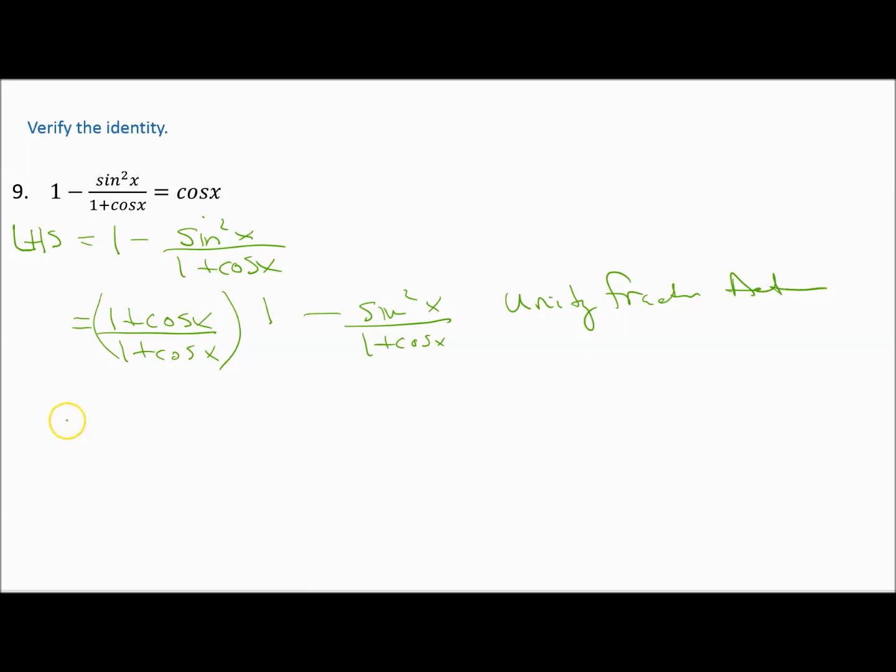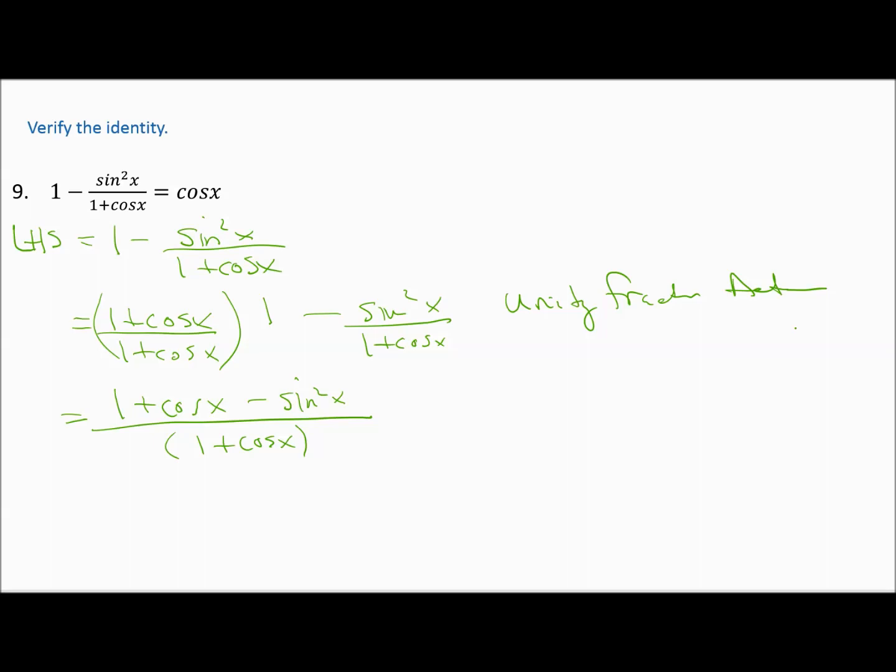All right, now, it's a weed eater fight. I got 1 plus the cosine of x minus the sine squared of x over, denominator is 1 plus the cosine of x. Okay, so that's our common denominator. That's why we have this unity fraction stuff going on here. And where does that take me? Is it where I need to be?